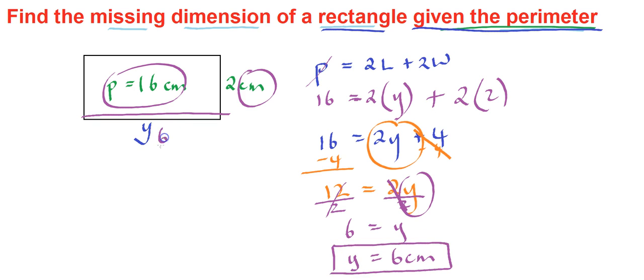So we're saying now that y is 6 centimeters, and the other side is 2 centimeters. So you can do it like that. 6 plus 6 is 12, 2 plus 2 is 4, and that's 16. So that and that are correct, which means this must be correct.